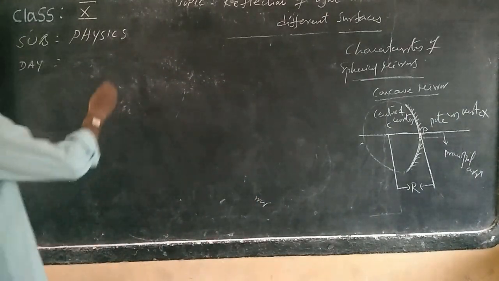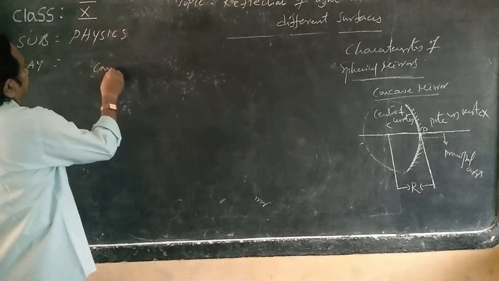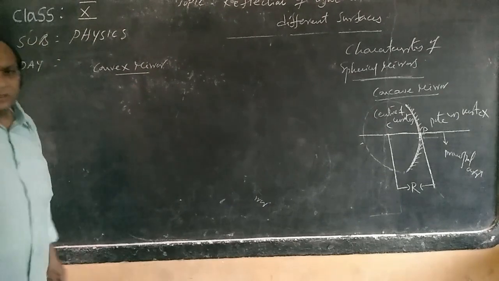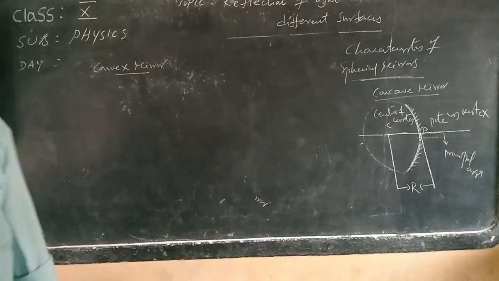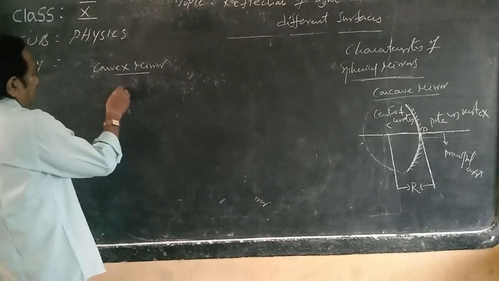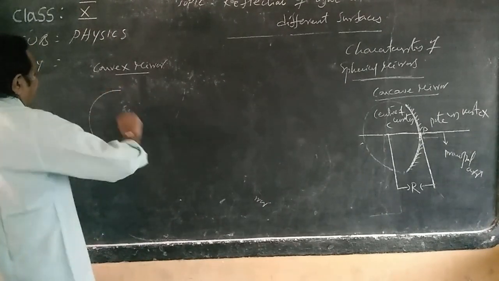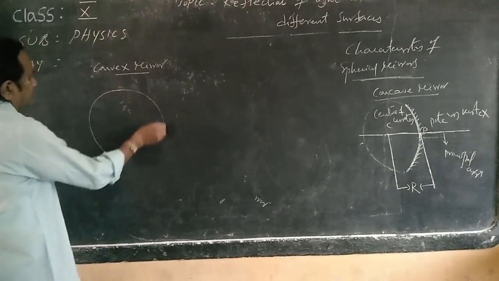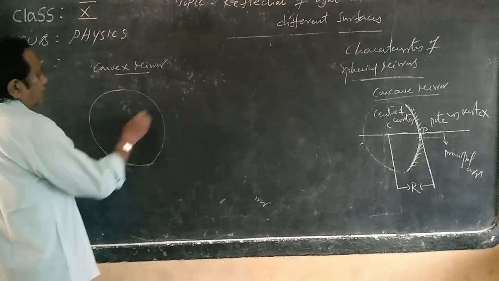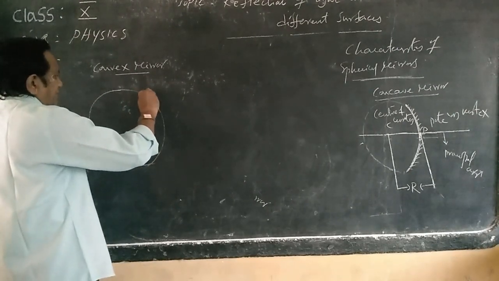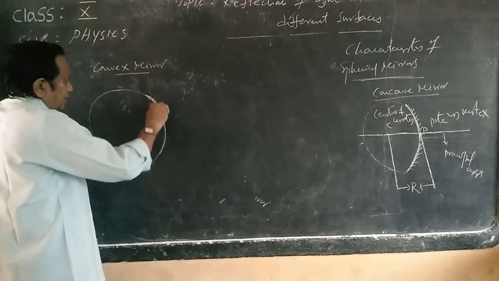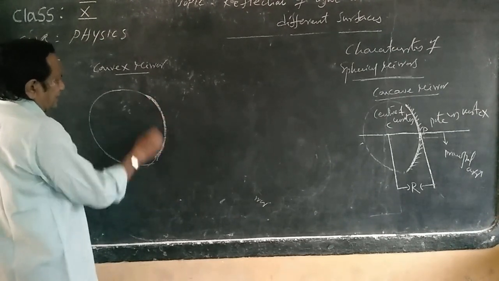Let us see the convex mirror. In case of convex mirror, I have to consider first a spherical mirror. For this spherical mirror, cut a convex shape. Convex shape means the outer surface will be bulging. So this outer surface we have to consider. It's the outer surface, the reflecting surface.